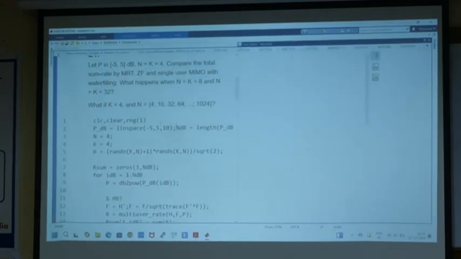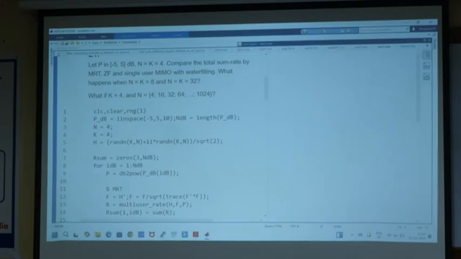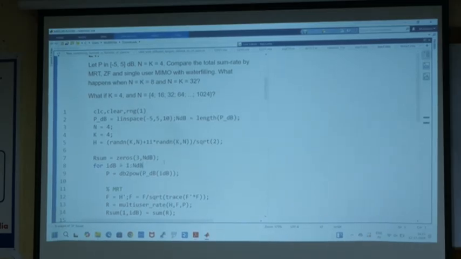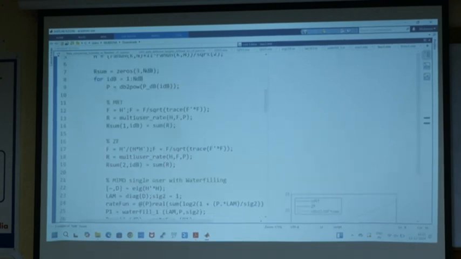So here, first I have written CLC, clear, RNG 1, then initialize the transmit power values between minus 5 to 5 dB. I have taken 10 values, N dB is equal to 10, N equals 4, K equals 4, then I generated the channel H according to here. So this is the H, okay. Here K comma N, then we have this sum rate R, okay.